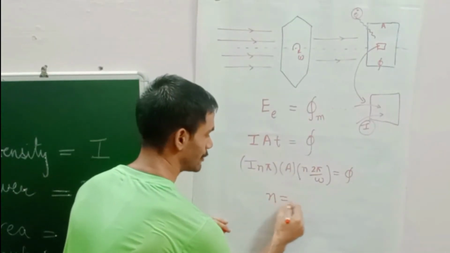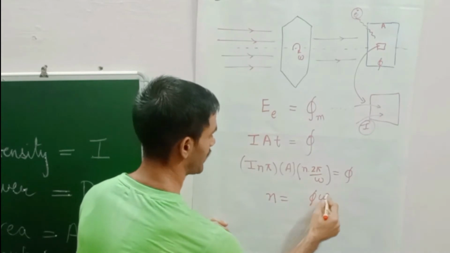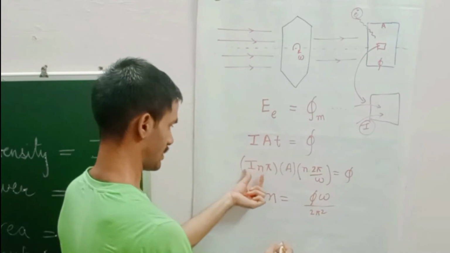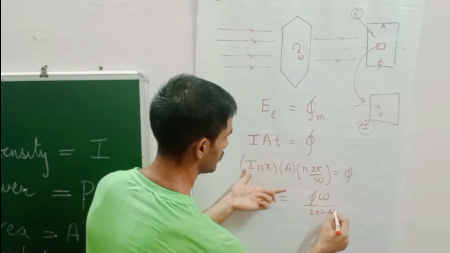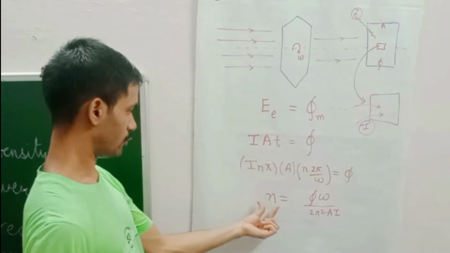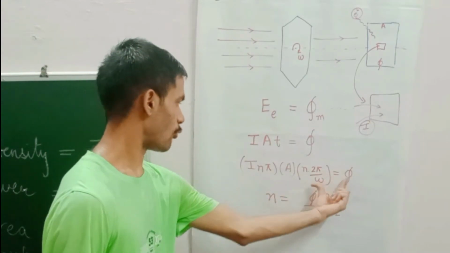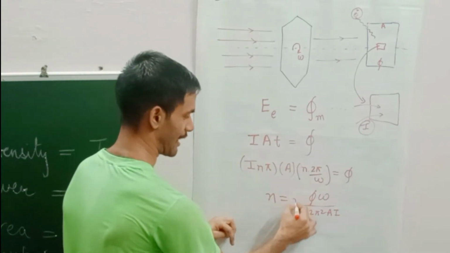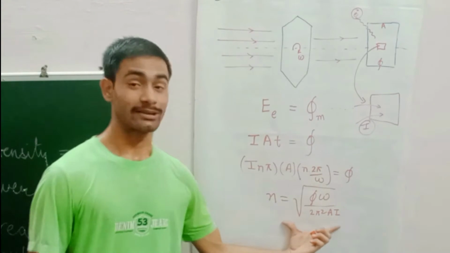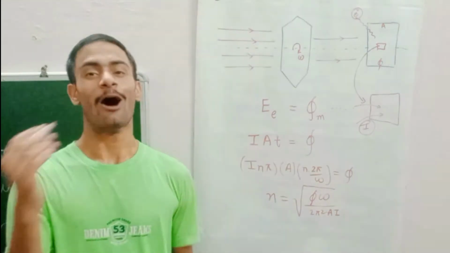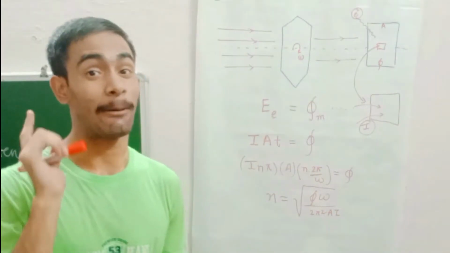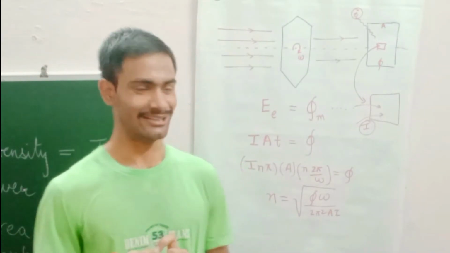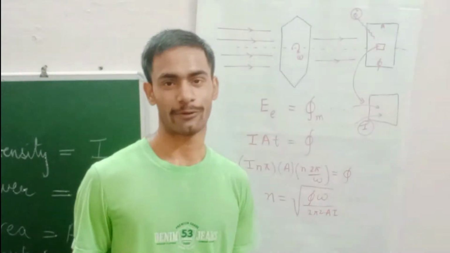So n equals 5 times omega upon 2 pi square into area into I. This would be n square, 5 omega 2 pi a n. Okay, this was n square, I can make it root. So this would be the answer for how many times I would have to rotate it completely. Note this word completely, it's important. So this is the answer for the first one.